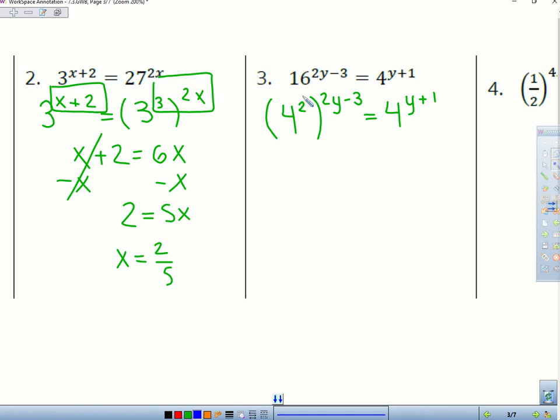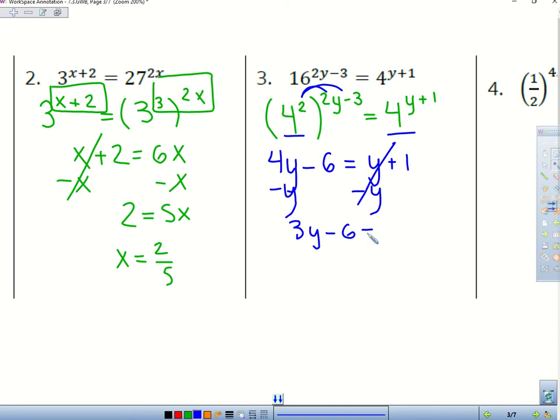So now, when we go to multiply this, we have to use the distributive property because there are 2 terms. So this is going to become what? 4y minus 6 equals y plus 3. So the goal is, once your bases are the same, you just set the exponents equal to each other, okay? So subtract y on both sides. That gives me 3y minus 6 is equal to 1. Add 3 to both sides, divide by 3. I just don't show all those steps, but if you want to do every step out, feel free to do that.